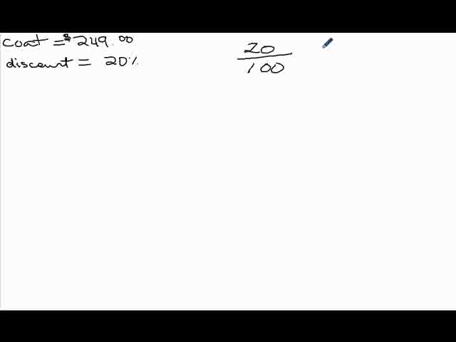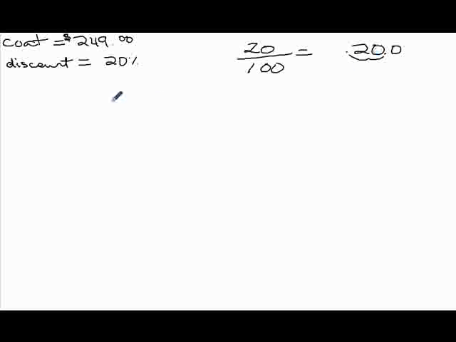And if we were to write it as a decimal, okay, we would just take 20. 20 is the same as 20.0, and whenever we're looking for percentages, we just move the decimal point over to the left twice. So 20% as a decimal is actually 0.20, okay, or 0.2.